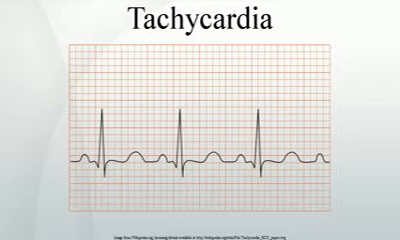1 to 2 years, greater than 151 BPM. 3 to 4 years, greater than 137 BPM. 5 to 7 years, greater than 133 BPM. 8 to 11 years, greater than 130 BPM. 12 to 15 years, greater than 119 BPM. Greater than 15 years, adult, greater than 100 BPM.